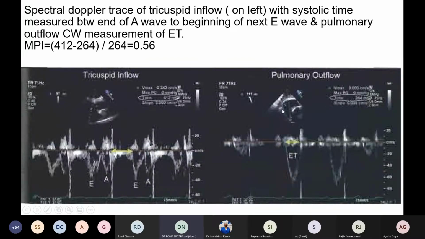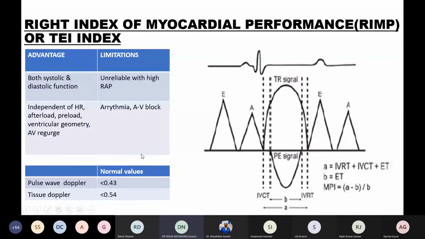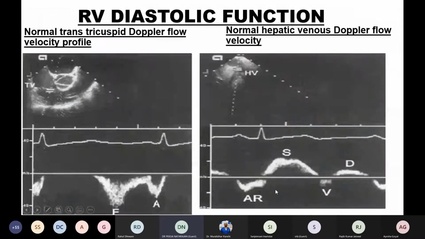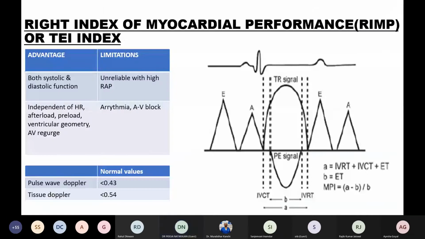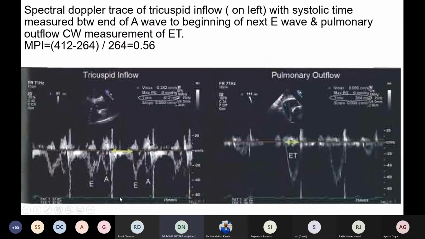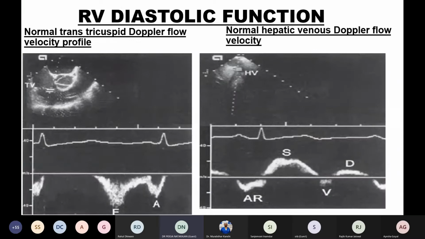Preferably in the deep transgastric view, we can get a good alignment. You calculate the ejection time. So here, according to the formula, we do A minus B by B. So we get a value which is less than 0.4 is normal, and in tissue Doppler, if you're doing, less than 0.5 is the normal value. Next, we'll go for the RV diastolic function.